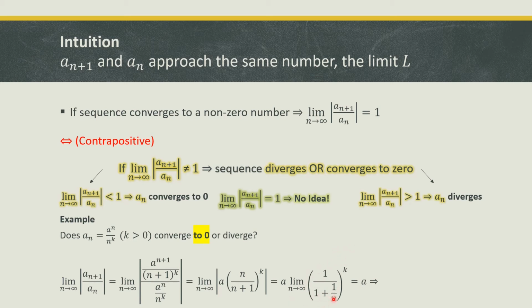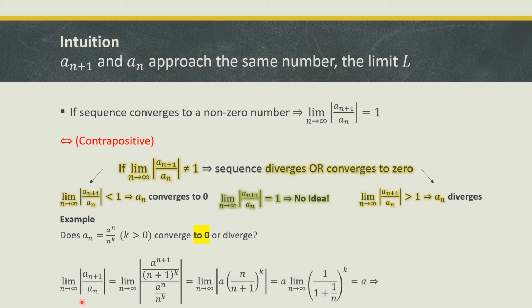Because you have here the n, and this term here approaches 0. This is just a constant here, so it won't matter. And so we have something that approaches 1, and so this whole limit is equal to a. And we are asked whether it converges or diverges. So let's look at the test. The test says that if this limit, in this case equal to a, is less than 1, then it converges to 0. If this limit is greater than 1, then it diverges.